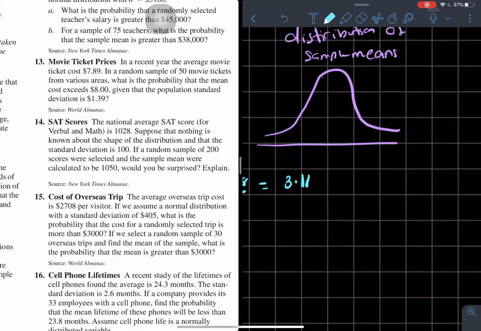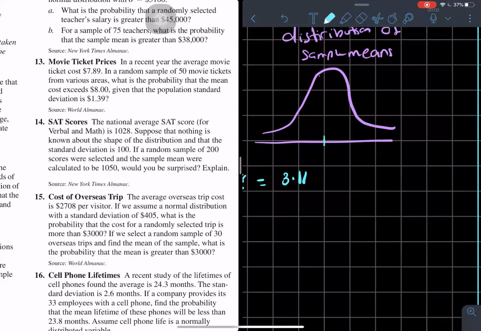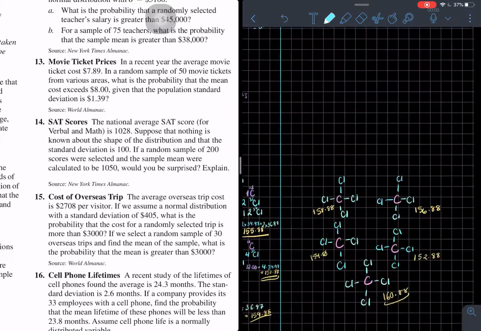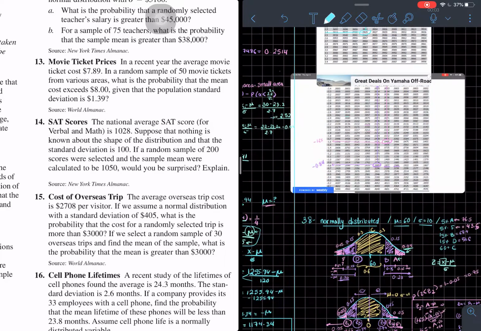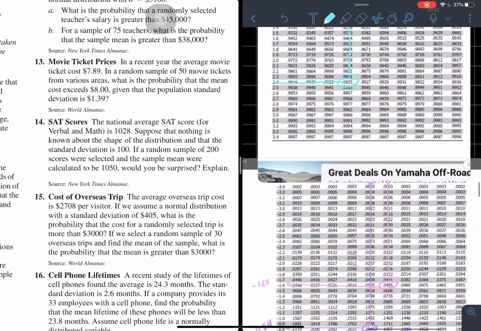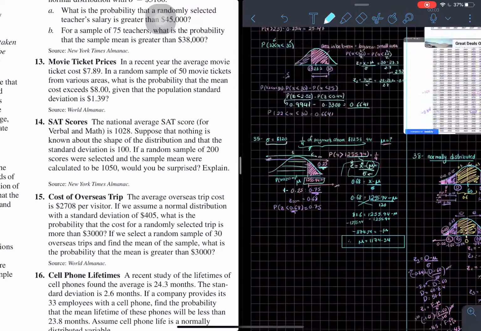3.11. So let's consider this as 0 and say this is a z-score distribution of sample means. 3 is really, really far out. It's going to be 3.11 right here. And if we go to a z-score table to see how extreme it is, we said it was 3.11.